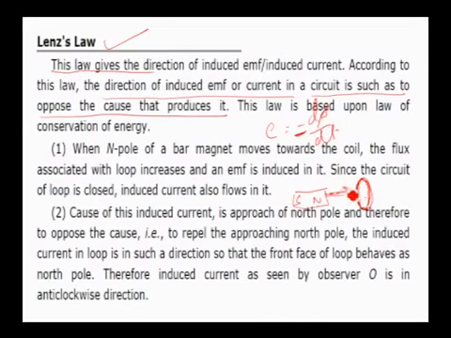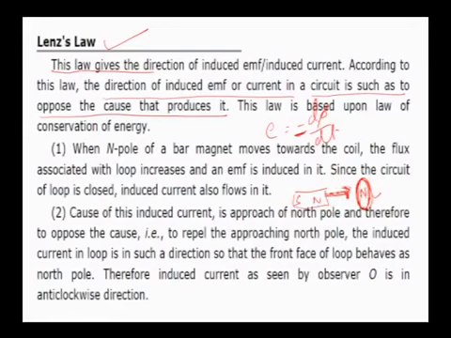The increase of flux is responsible for the induced EMF, but once the EMF is induced, it induces current. The current will flow in such a direction that it opposes the cause of the increase in flux, or nothing but it opposes the magnet's north pole, which is moving towards the coil. How is it possible? That's possible only if this face of the coil behaves like a north, then this north face of the coil opposes the magnet motion towards it.